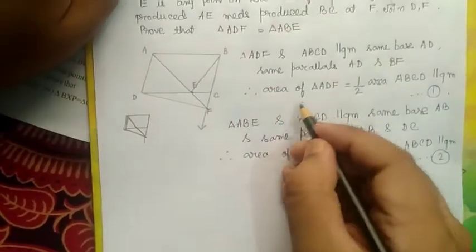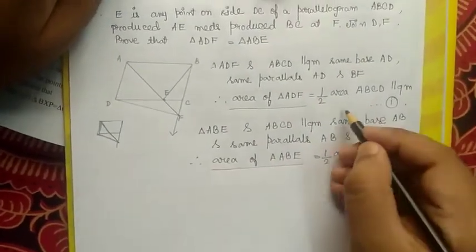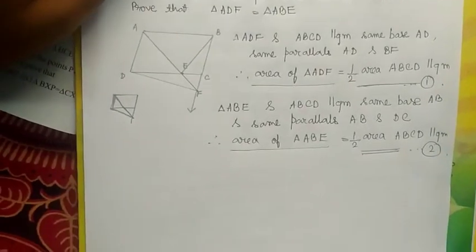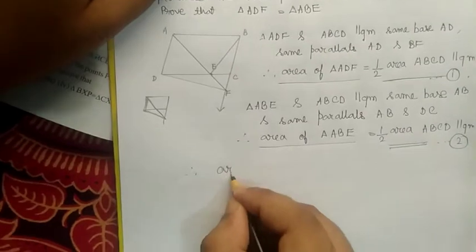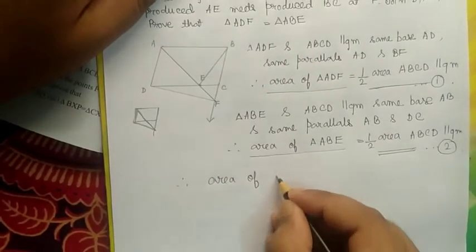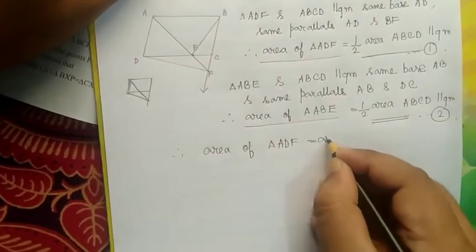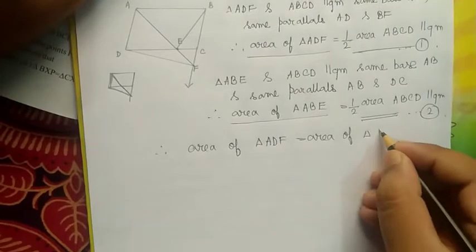Now you see area of triangle ADF and area of triangle ABE both are half of the area of ABCD parallelogram. So area of triangle ADF equal to area of triangle ABE.